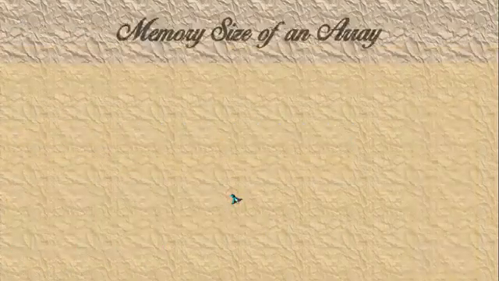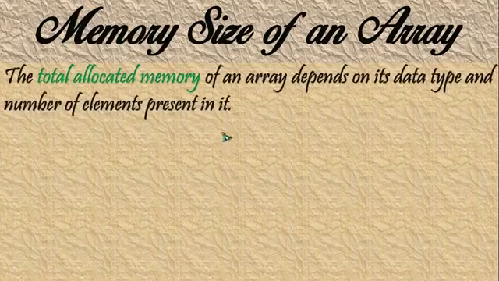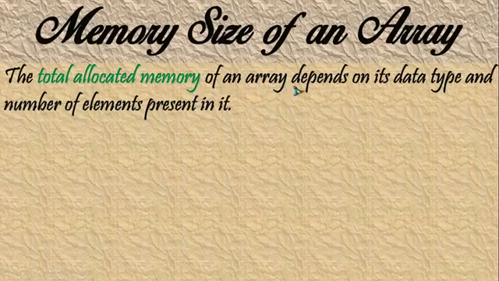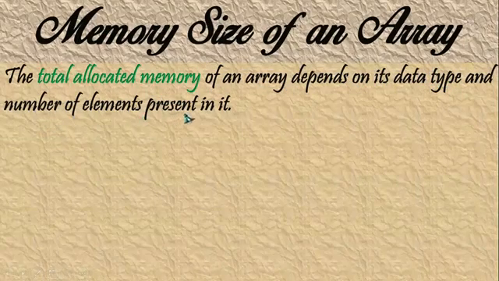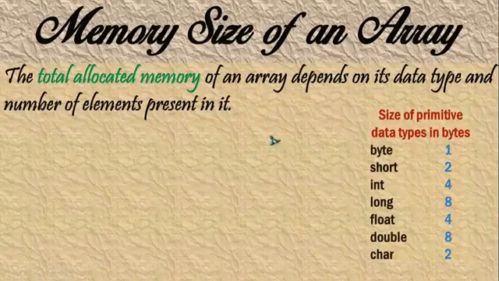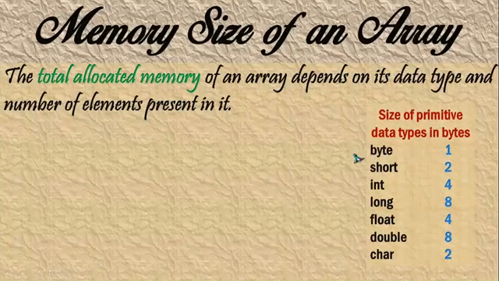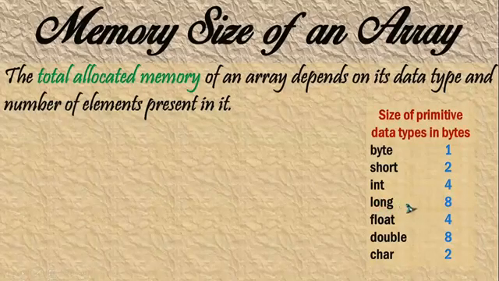Let us learn how to calculate the memory size of an array. The total allocated memory of an array depends on its data type and the number of elements present in it. We know the data types' memory sizes. Byte will have 1 byte, short 2 bytes, integer 4, long 8 bytes, float 4 bytes, double 8 bytes, and then character 2 bytes.